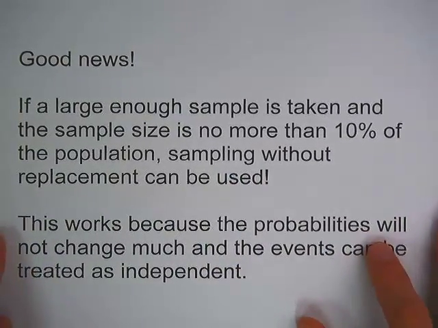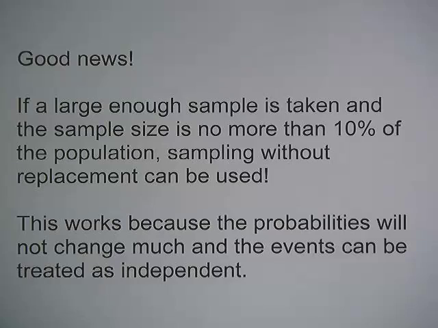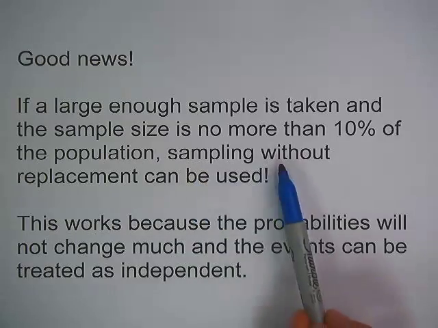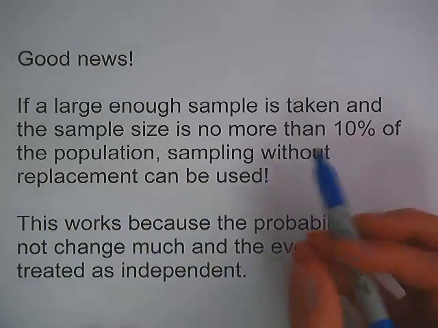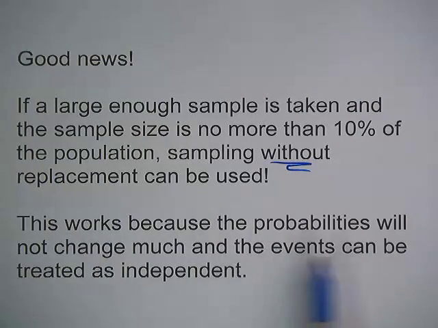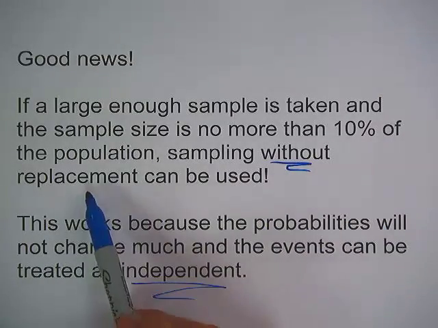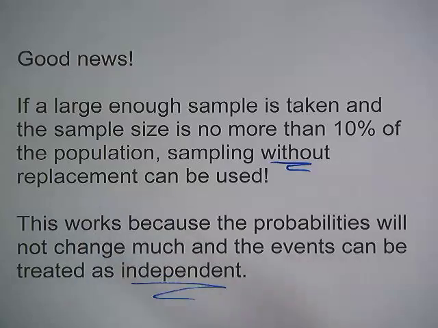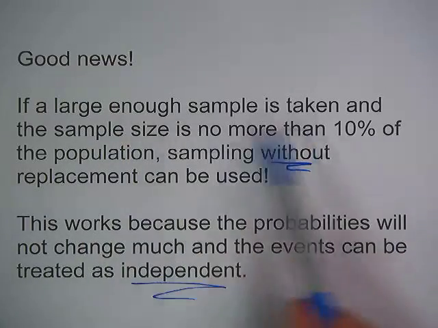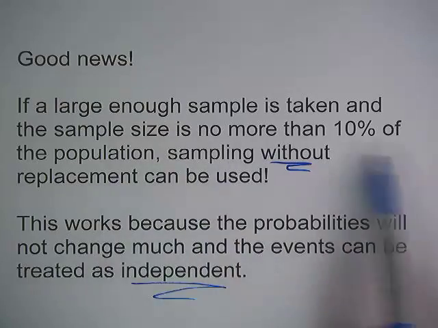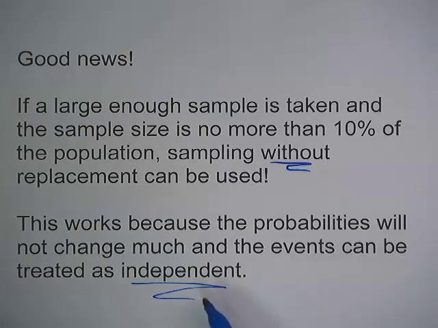Luckily, we have some good news. If a large enough sample is taken and the sample size is no more than 10% of the population, sampling without replacement can be used. This works because the probabilities will not change much, and the events can be treated as independent. Sampling without replacement alleviates the issue of repeated observations, and again, if we have a large enough sample and sample no more than 10% of the population, we can get events that are almost independent.